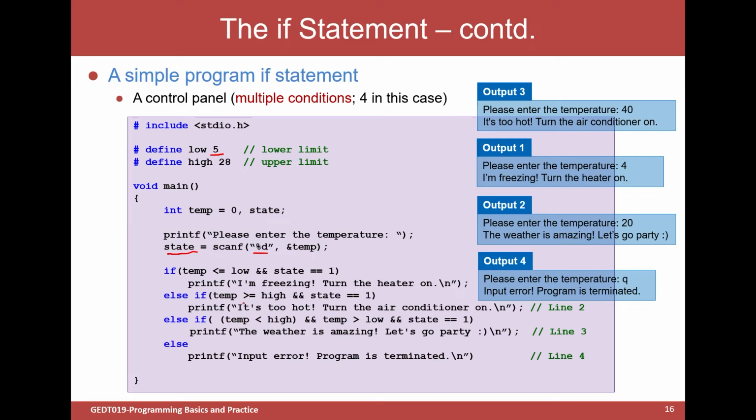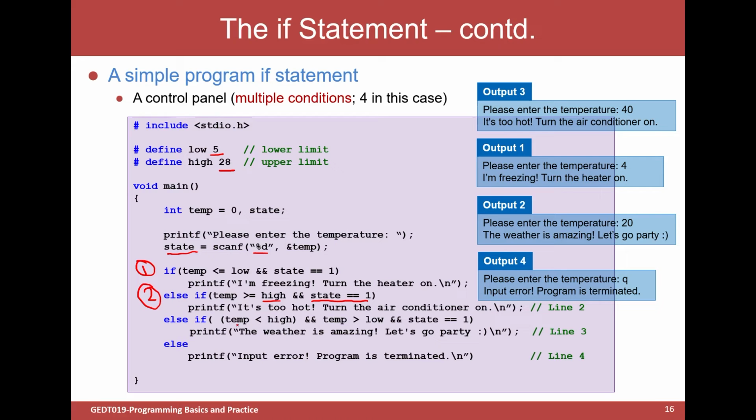Else, another situation. If the temperature is more than or equal to high, if the temperature is more than or equal to 28 and state equal 1. State equal 1 means you insert the correct digit. In this case, it's too hot, turn the air conditioner on. So this is situation number 1. This is situation number 2. So if it's less than low, more than high.